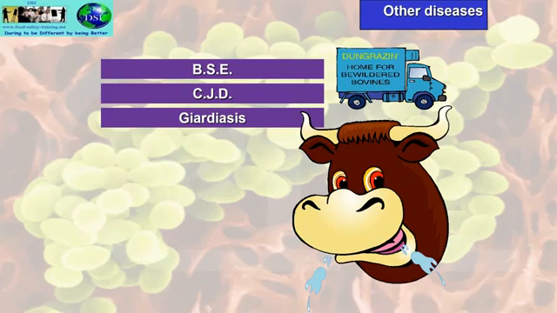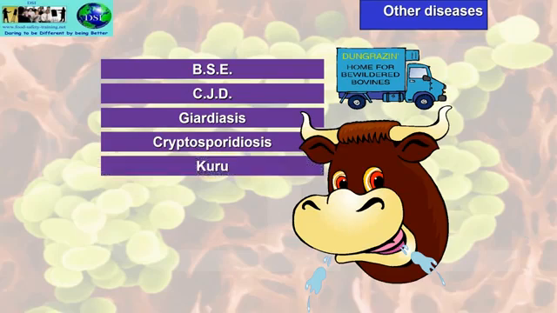Giardiasis is a parasite that's present in infected water. Cryptosporidiosis, again, is another parasite. Kuru, this is very similar to CJD. Again, it happens when people eat other people. You usually get this with cannibals.